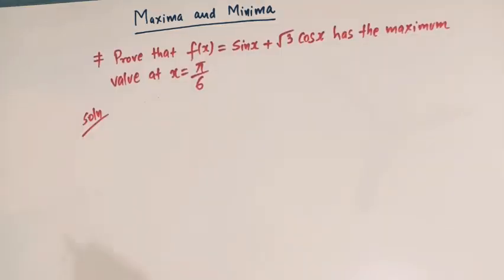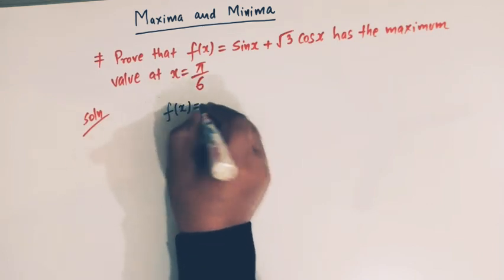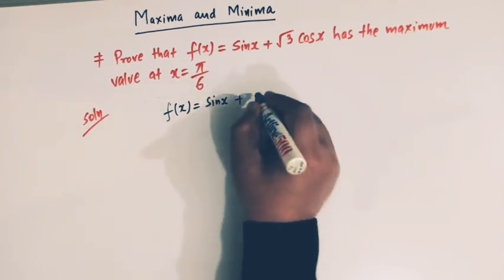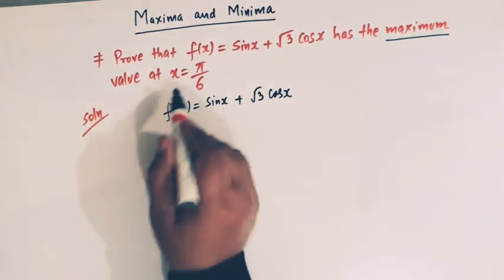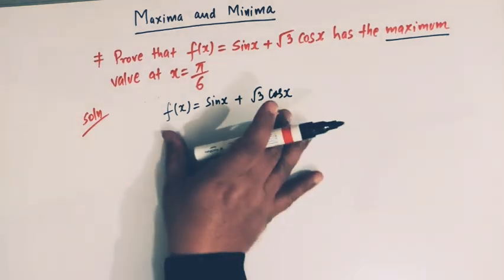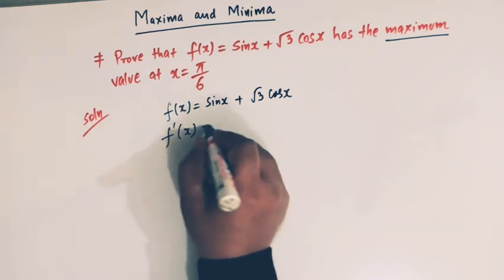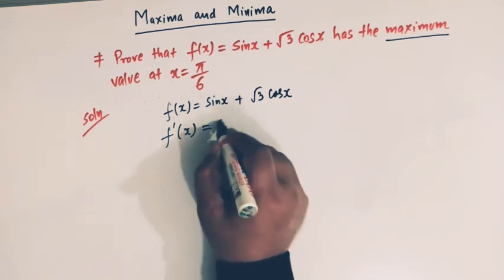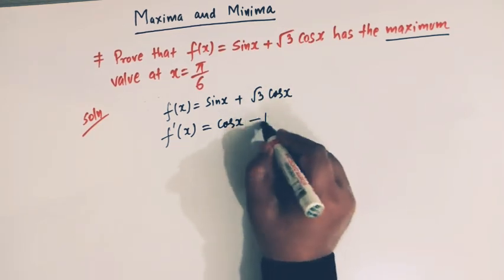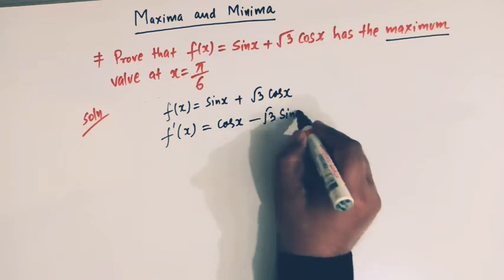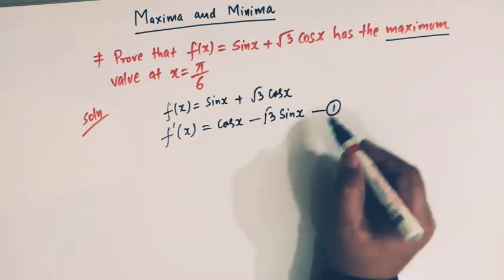Now let us take this problem. Here we have to prove that the function f of x, that is sine x plus root 3 times cosine x, has the maximum value at x equal to pi by 6. So this is the function. Now let us differentiate it. So f prime of x is equal to the derivative of sine x is cos x, and the derivative of cos x is minus sine x. So we have minus root 3 sine x, right? Let us call this equation number 1.